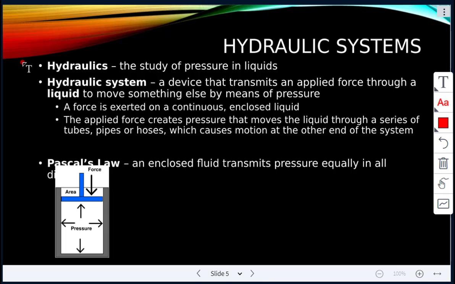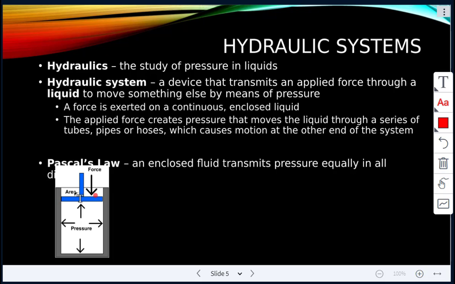So next we're going to look at hydraulic systems, and we're going to look at Pascal's law. So hydraulics, this is the study of pressure in liquids, right? It's very important. Hydraulics is pressure in liquids. So a hydraulic system is a device that transmits an applied force through a liquid to move something else by means of pressure. So a force is exerted on a continuous enclosed liquid, and that applied force creates pressure. It's going to move the liquid through a series of tubes, pipes, or hoses, and that causes motion at the other end of the system. And this is based on Pascal's law, which says that an enclosed fluid transmits pressure equally in all directions.